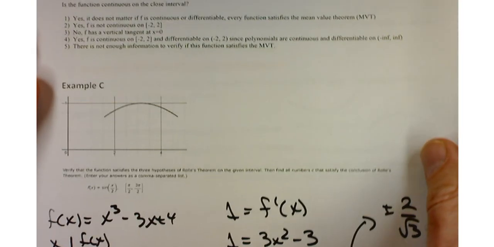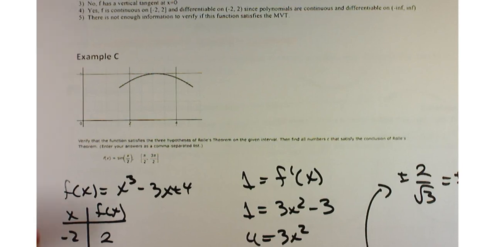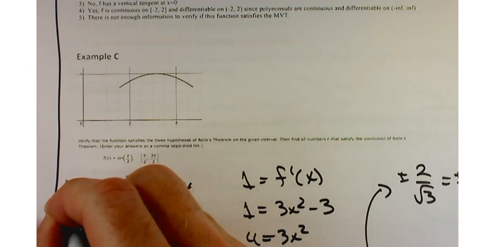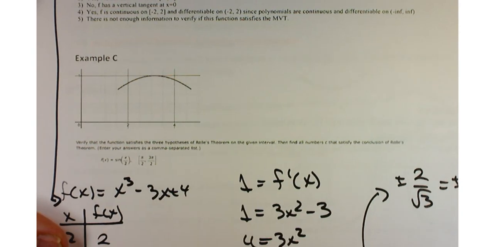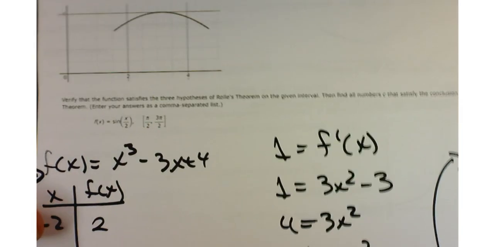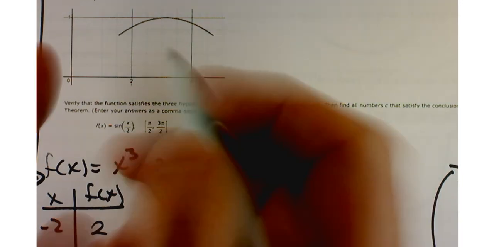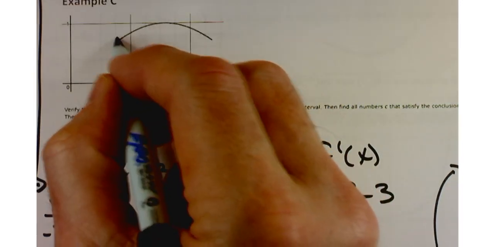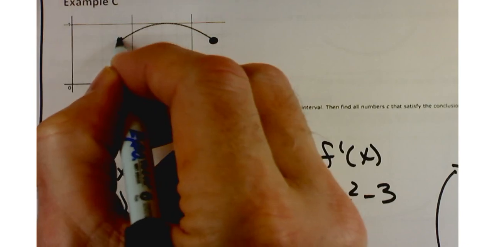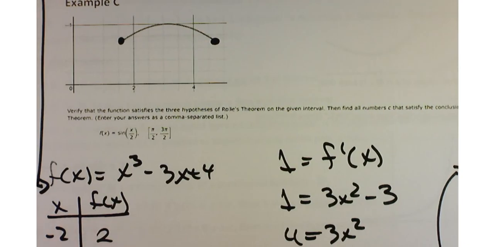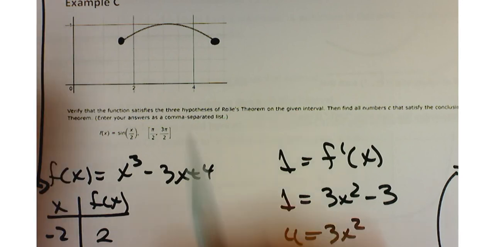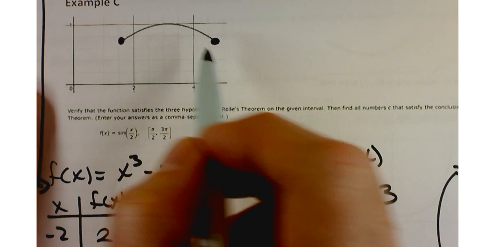Example C, we're going to dive back into Rolle's theorem here. So let's look at that. Verify that the function satisfies the three hypotheses of Rolle's theorem. Now, if you're following along on Desmos, I chopped off the function there just so it wouldn't be too busy, and it's a little easier to see here. We can see the endpoints of the interval from pi over 2 to 3 pi over 2, that the value of the function at these endpoints is equal.